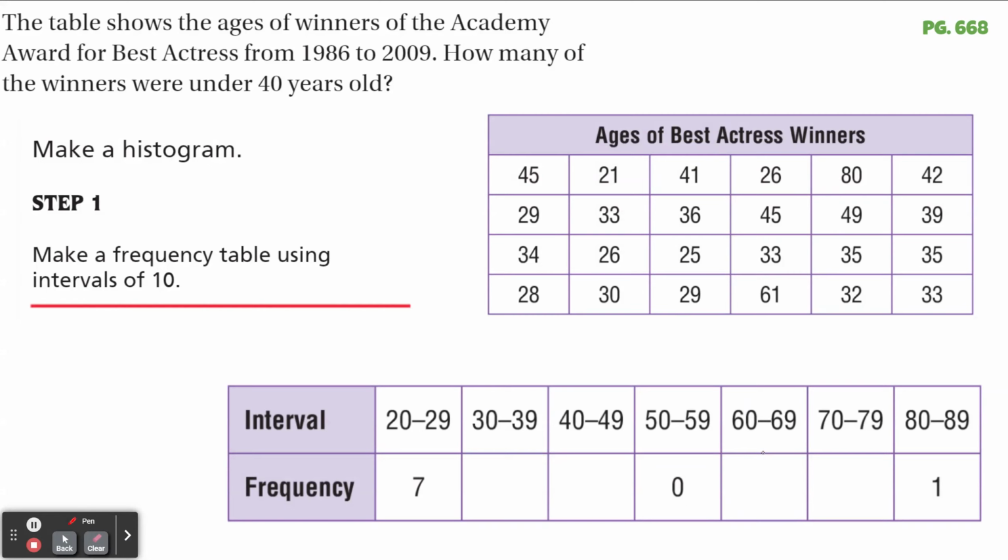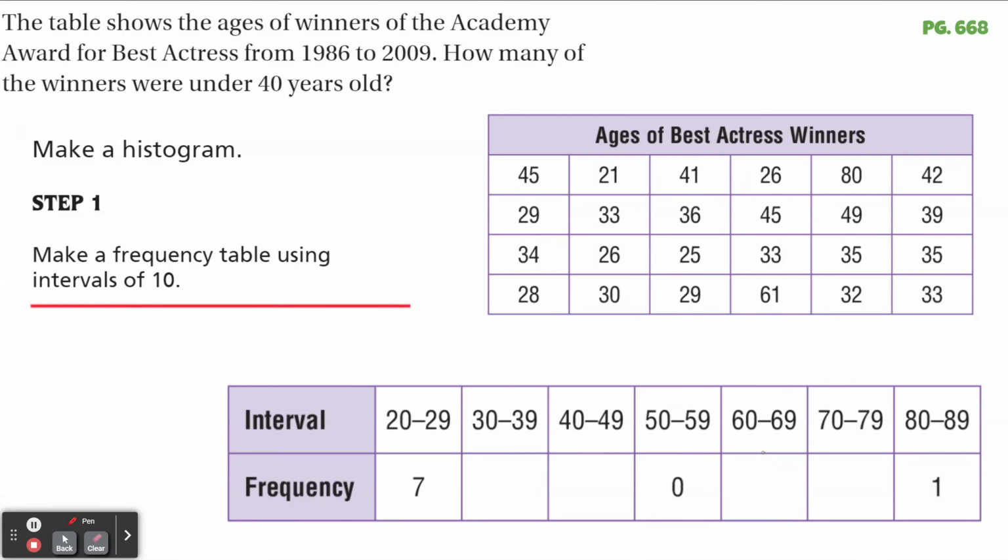In that first question, they already gave us the histogram and we just had to read and interpret the data that was on it. For this question, we are going to go ahead and take just the raw data, meaning just the data points, and we're going to go ahead and make our own histogram. So the first step in making our histogram is going to be making a frequency table using the intervals of 10. So we did this yesterday.